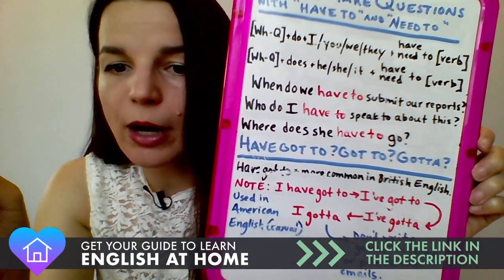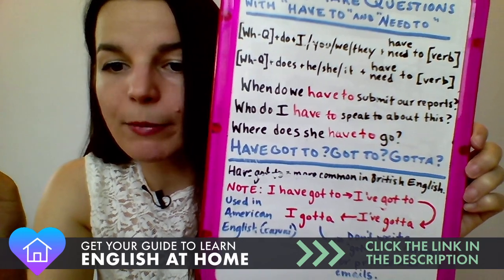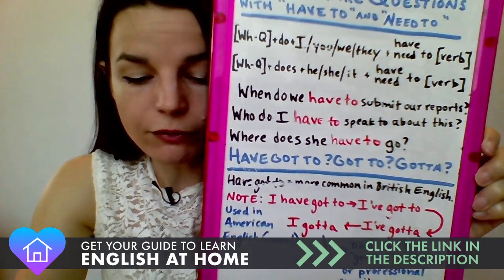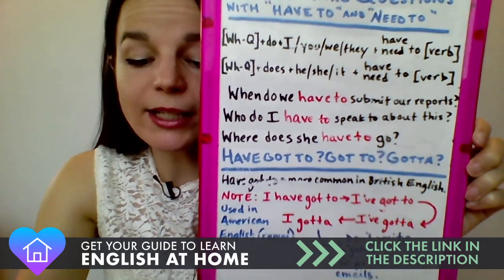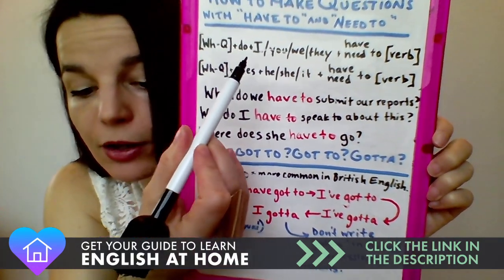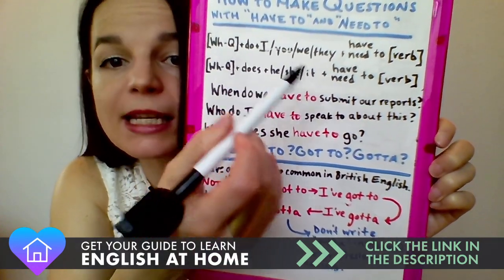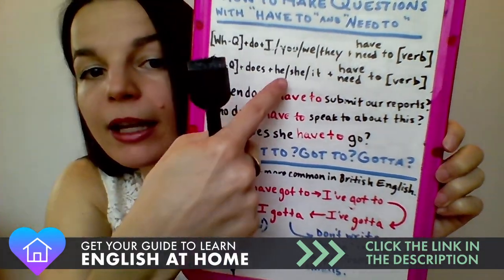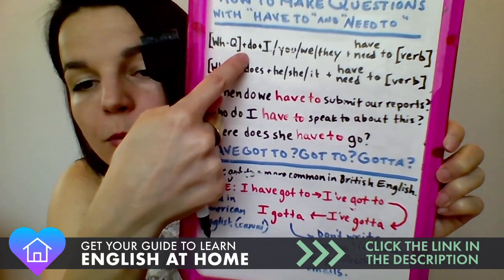Some examples are coming in. Manoj says, when do you have to submit your assignment? Good. Robin says, when do I have to go there? Very nice. Salifu on Facebook says, what do we need to do at this time or at Corona time? Good. Don't forget your helping verb, do. We like do.